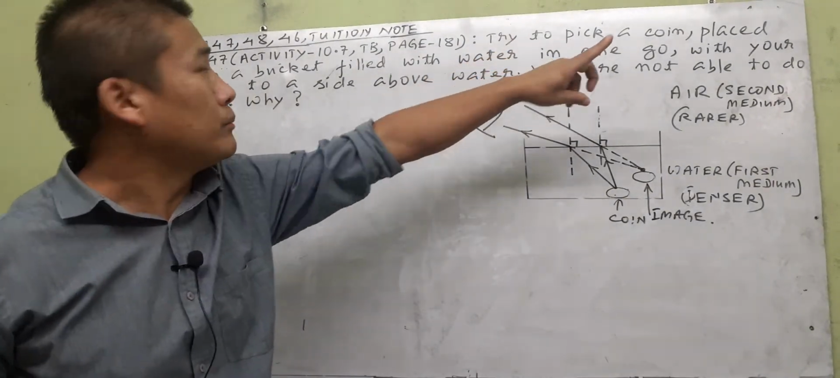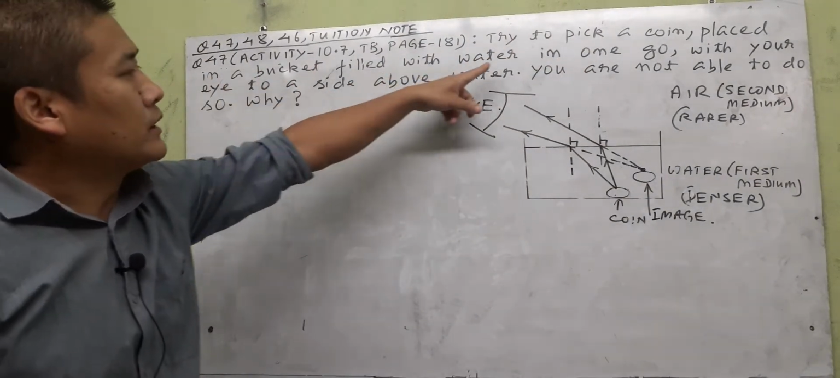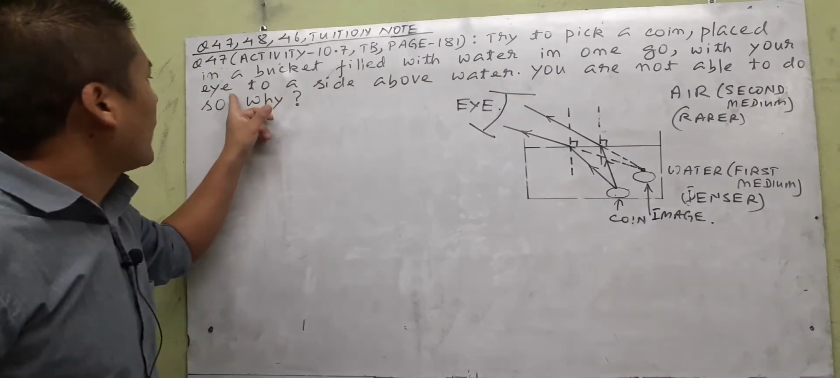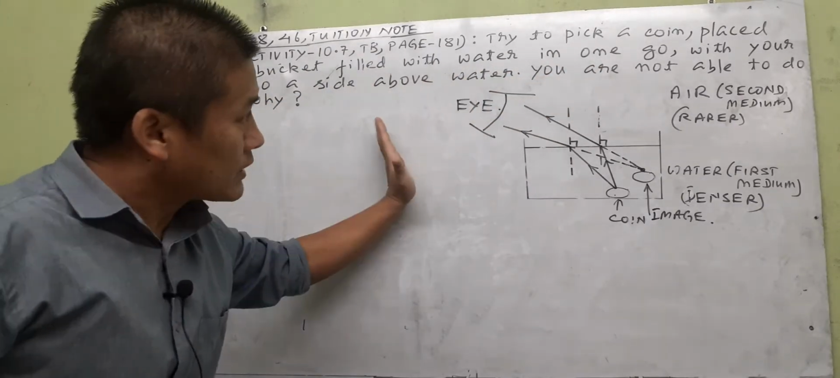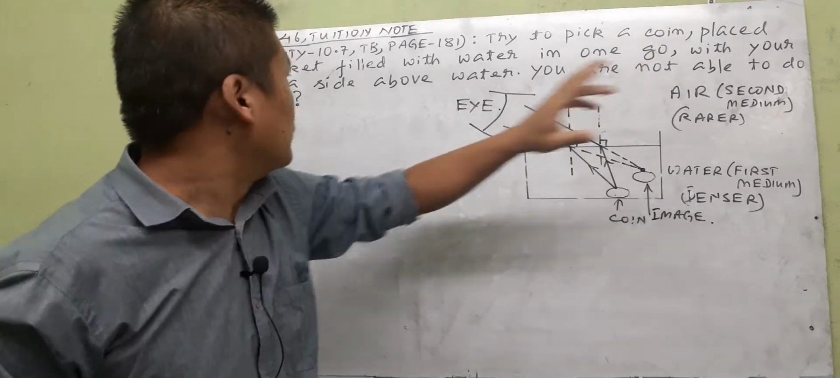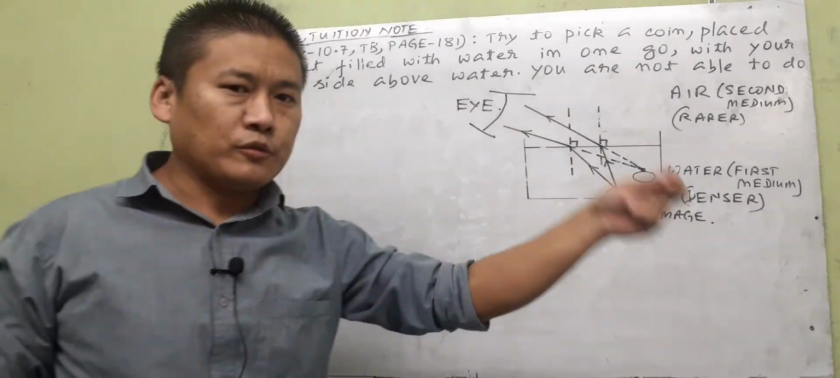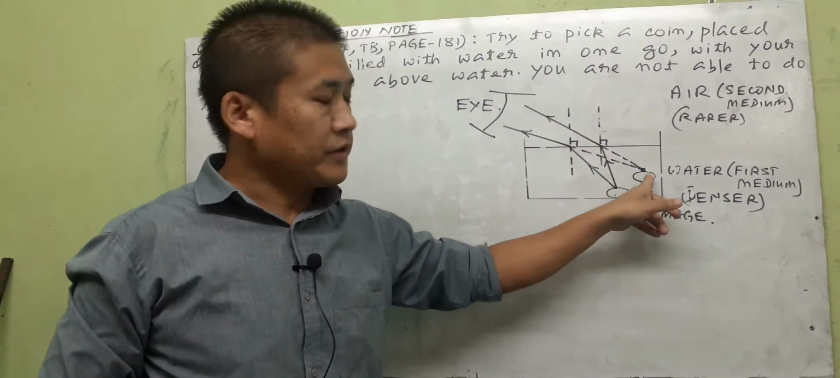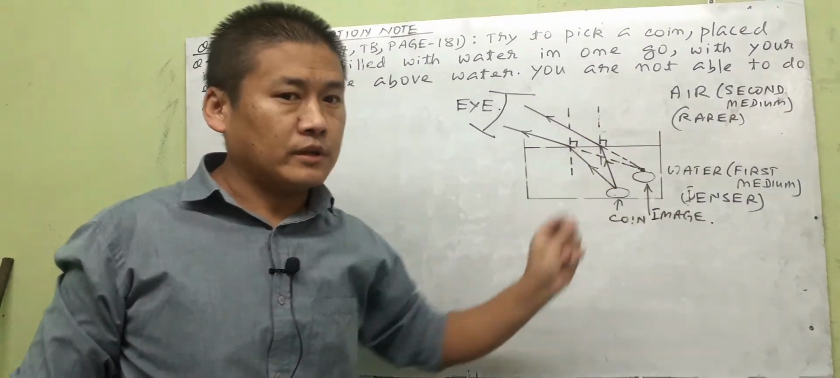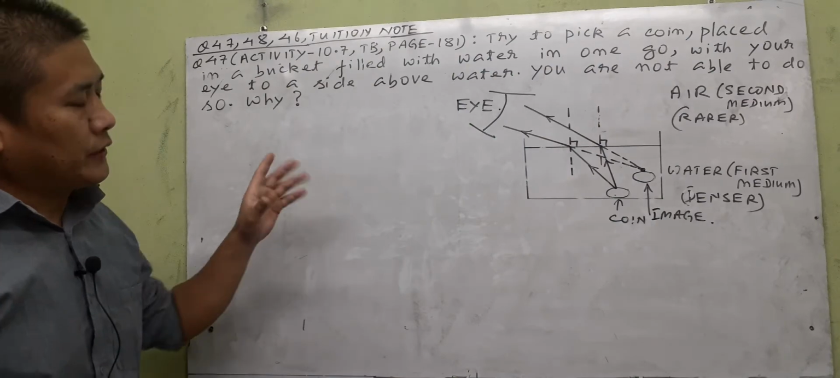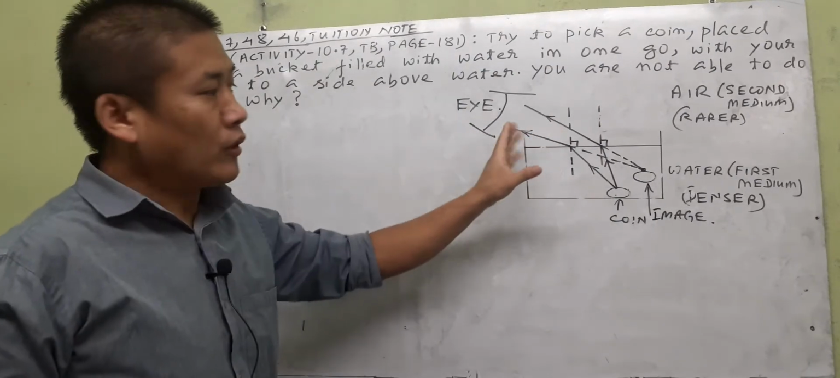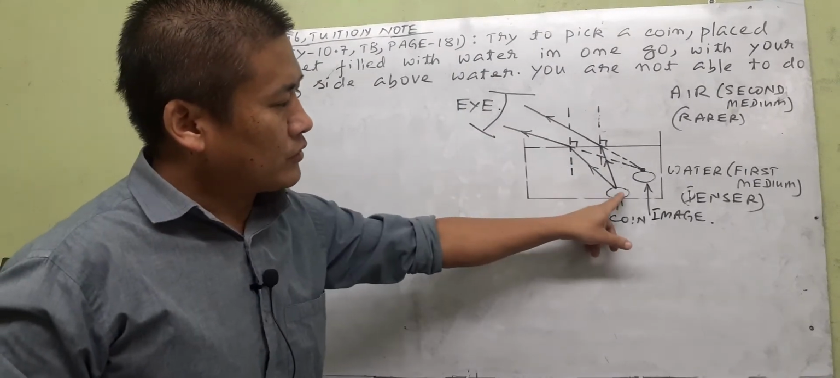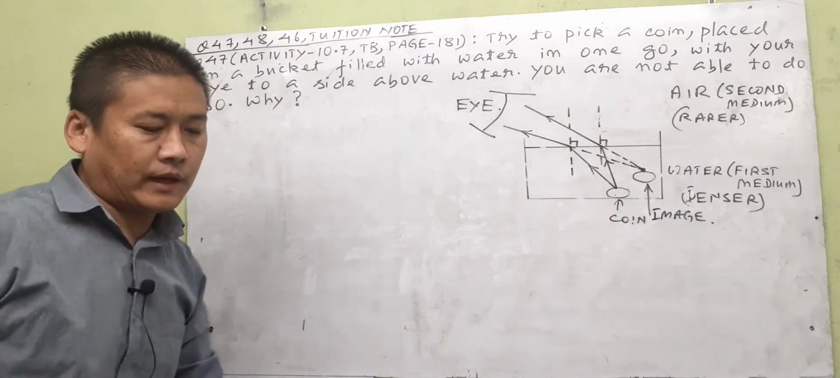Try to pick a coin placed in a bucket filled with water in one go with your eye to one side of the water, like this, on one side of the water. You are not able to do so. Means you are not able to pick up. Why? Because the image is raised. The image of the real coin is raised and you will be trying to pick the image rather than the real coin. This is because the refracted rays are bending away from the normal and causing the image of the coin to be raised. So we will write the answer.